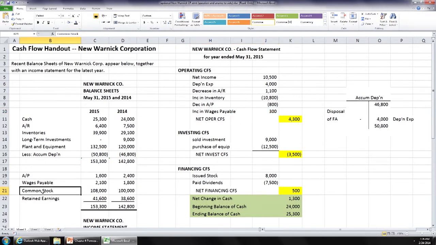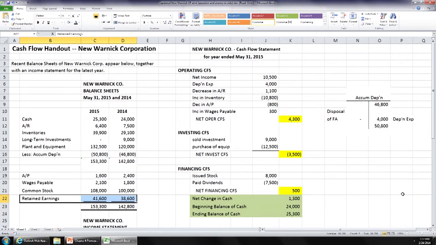What about changes in common stock? It looks like common stock, which is an equity account, went up by 8,000. Is that somewhere represented on the cash flow statement? Right here. Correct? All right, there's only one other account, retained earnings. And my question is, is that account represented somewhere on here? And the answer, of course, is going to be yes.